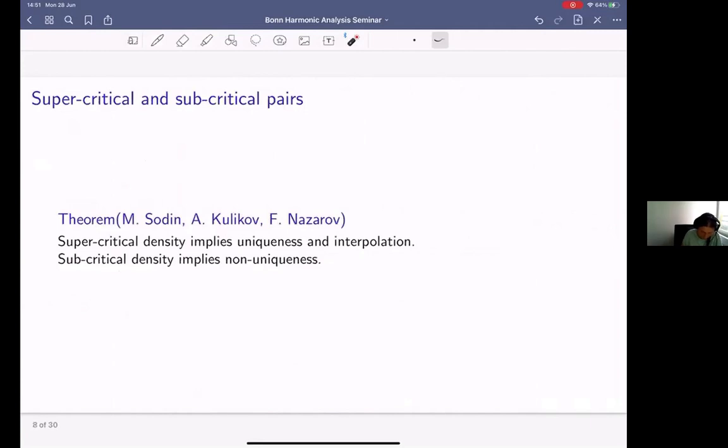And so the theorem, which is announced in a talk by Mikhail Sodin, is that supercritical density will imply uniqueness and interpolation, and that subcritical density will imply non-uniqueness. And so this is the general picture with Fourier interpolation from discrete sets, at least how we know it right now.